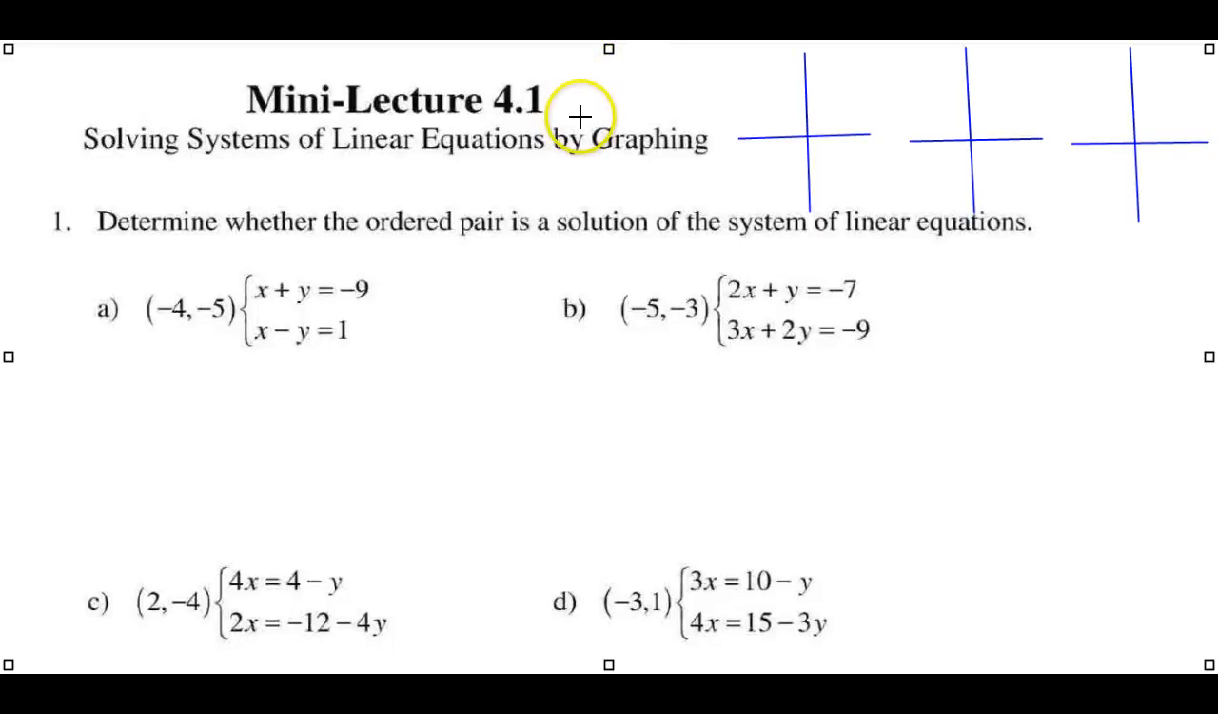As background, as we start Chapter 4, we're going to be doing systems of linear equations, and we're going to be solving them by graphing. So this really transfers a lot of what we've learned in Chapter 3 to the beginning of Chapter 4. Now, as background, I've made 3 graphs.